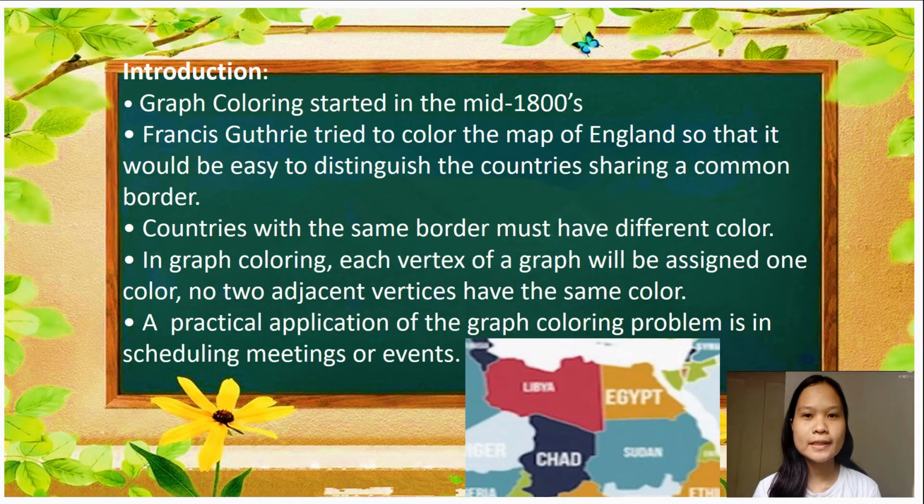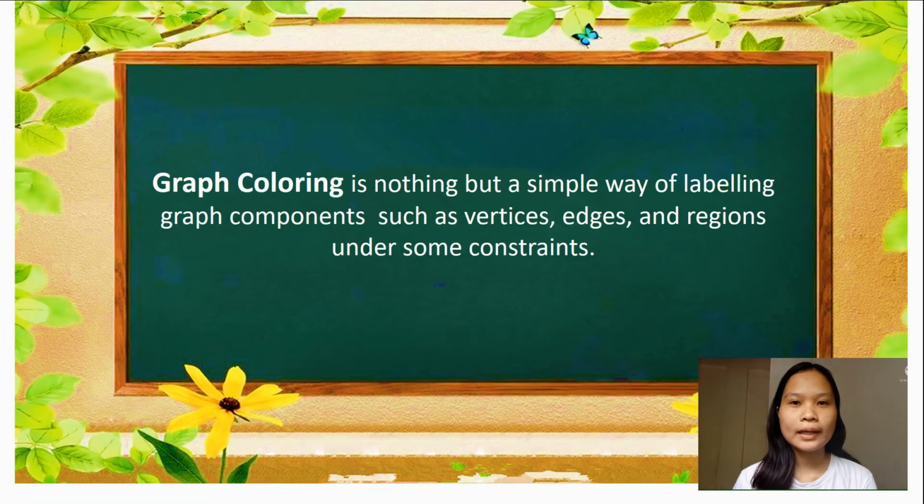In graph coloring, each vertex of a graph will be assigned one color. No two adjacent vertices have the same color. A practical application of graph coloring problem is in scheduling meetings or events. Graph coloring is nothing but a simple way of labeling graph components such as vertices, edges, and regions under some constraints or limitations.